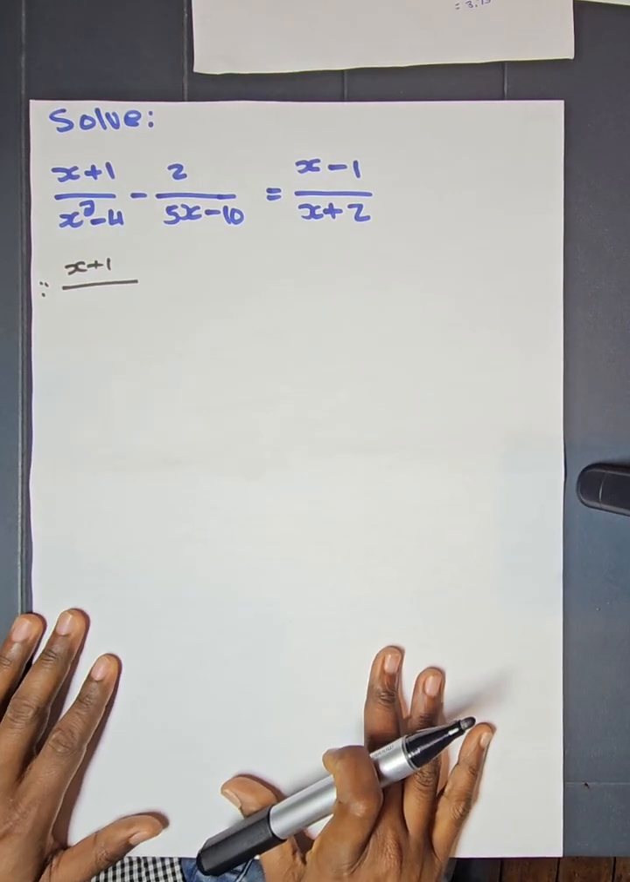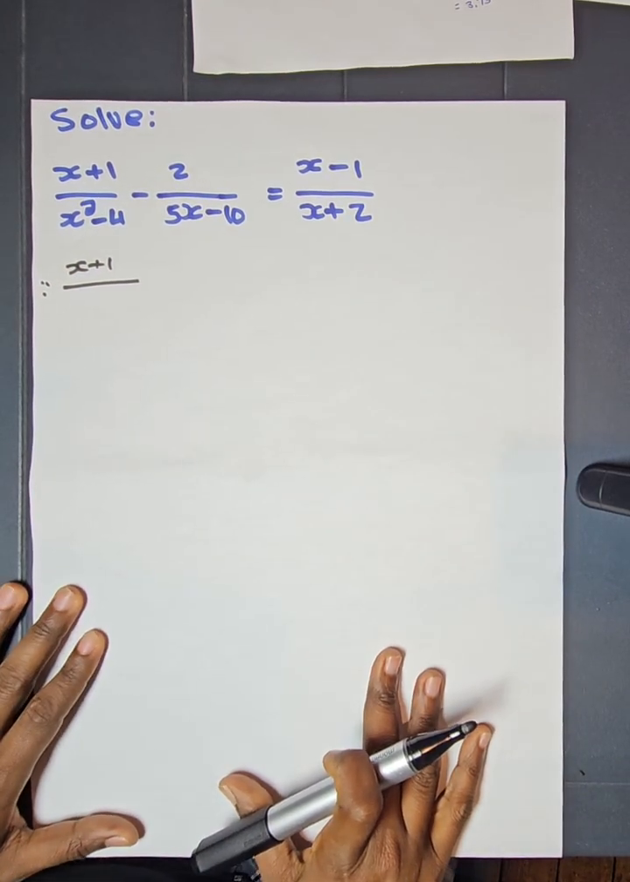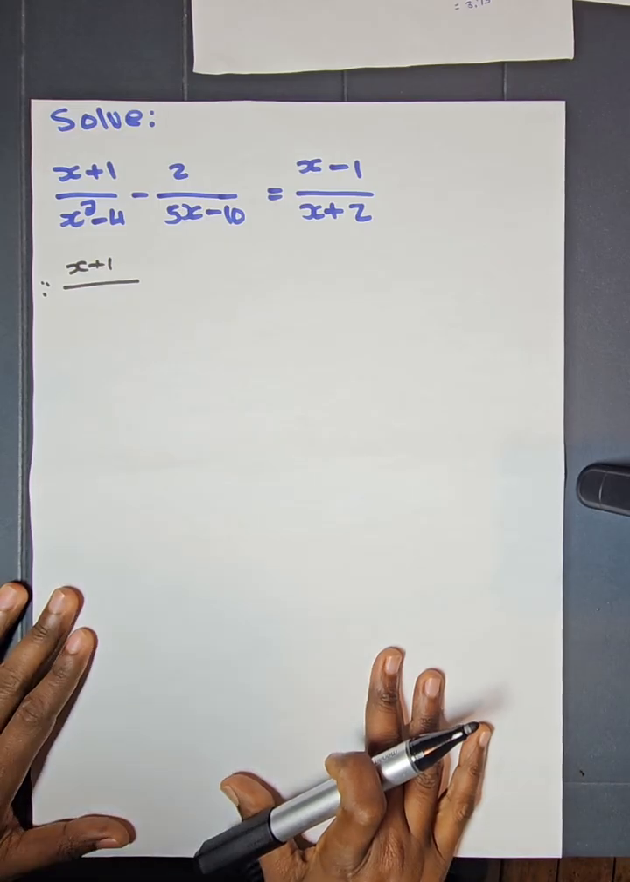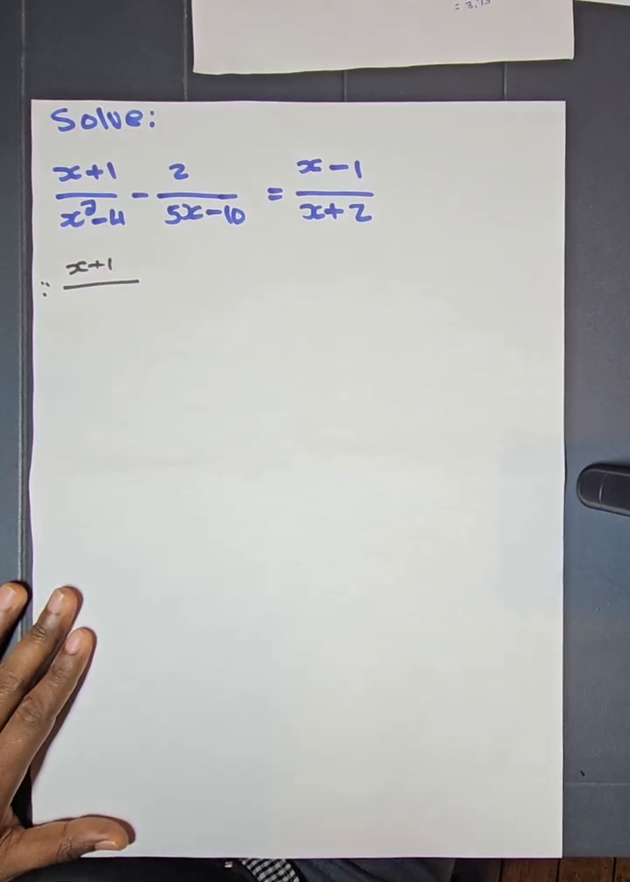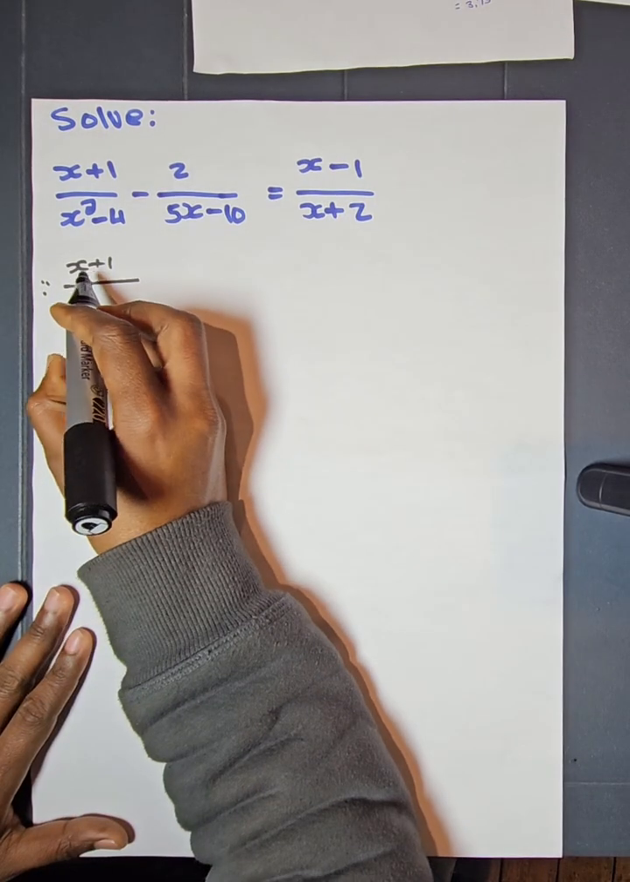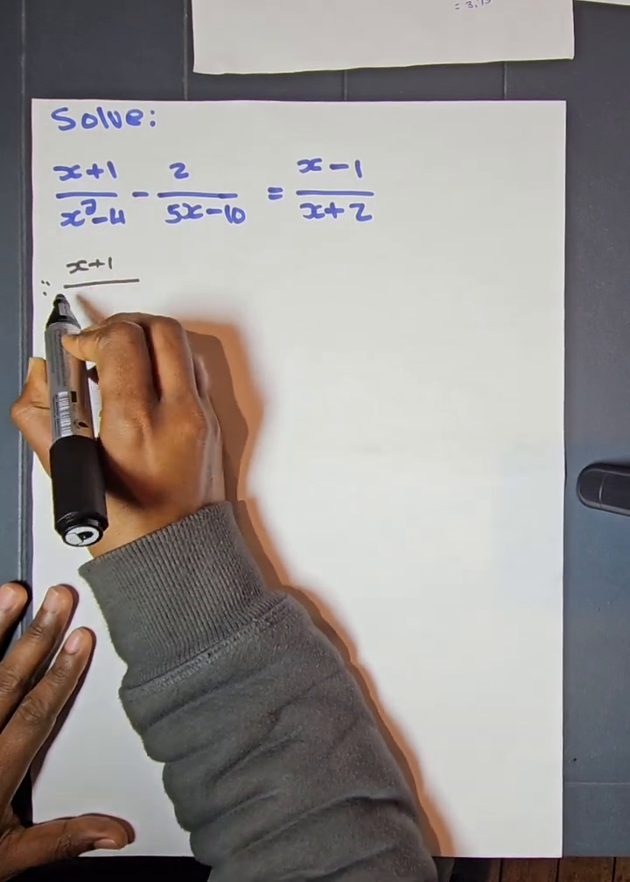Solve for x, and we are given (x + 1)/(x² − 4) − 2/(5x − 10) = (x − 1)/(x + 2). The first thing I will do is to factorize whatever I can factorize.